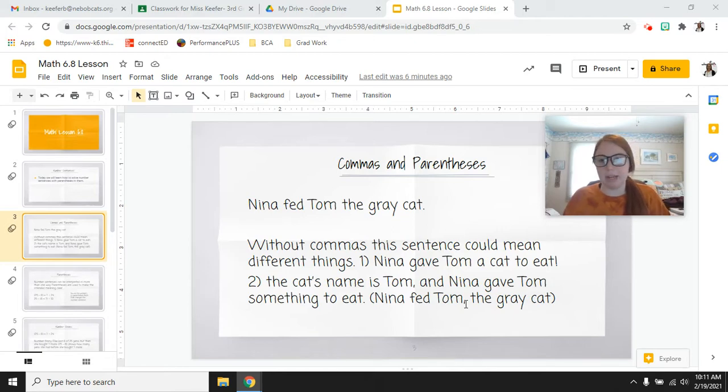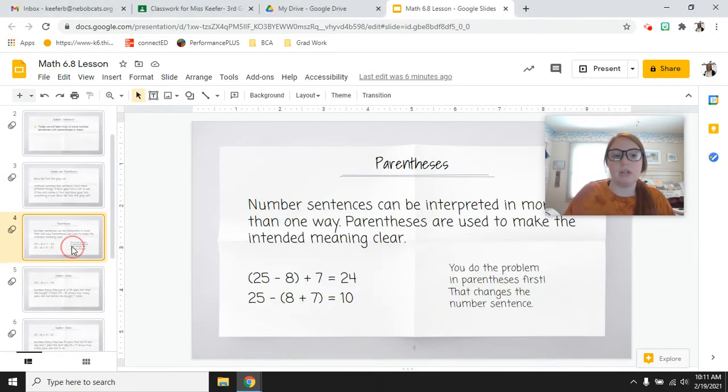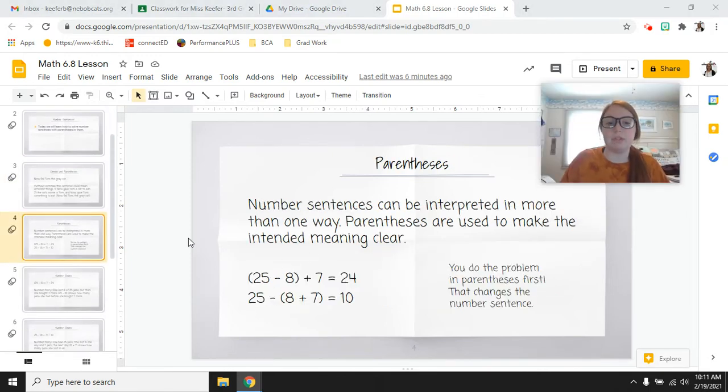So it's saying that Tom is the gray cat, not that you're giving someone named Tom a gray cat to eat. So the way that you read a sentence depends on where the comma is and how you interpret the sentence. And when we get into math, parentheses are the same way. Depending on where they are in your number sentence will help you interpret the number sentence. So let's look at a few examples. Number sentences can be interpreted in more than one way. Parentheses are used to make the intended meaning clear. So when you have parentheses in your sentence, you do those first, and that will change your answer and change the number sentence. So here are two examples.